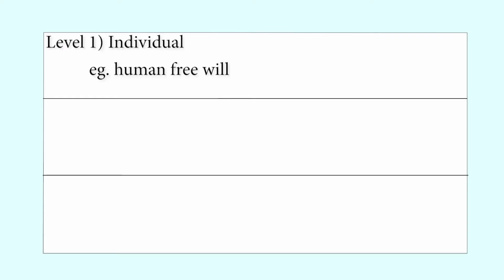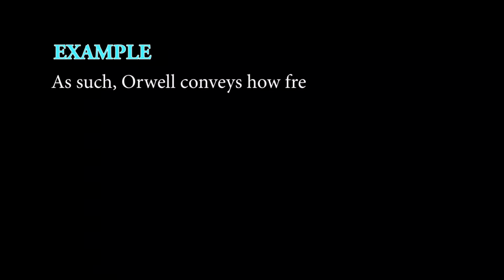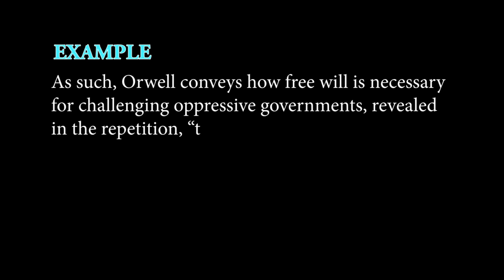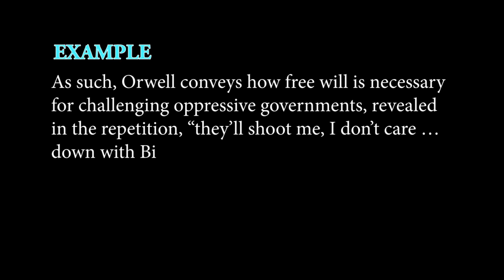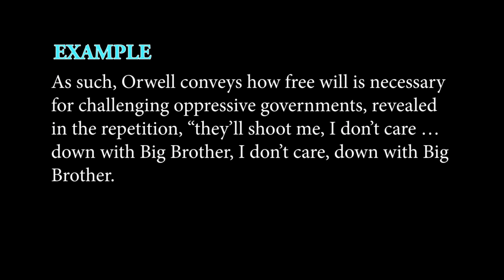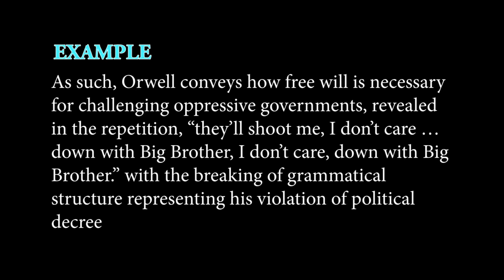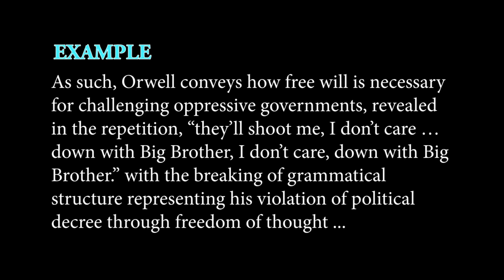The first one is the individual element. This, for example, can be human free will. As such, Orwell conveys how free will is necessary for challenging oppressive governments. Revealed in the repetition, "They'll shoot me, I don't care, down with Big Brother, I don't care, down with Big Brother," with the breaking of grammatical structure representing his violation of political decree through freedom of thought.